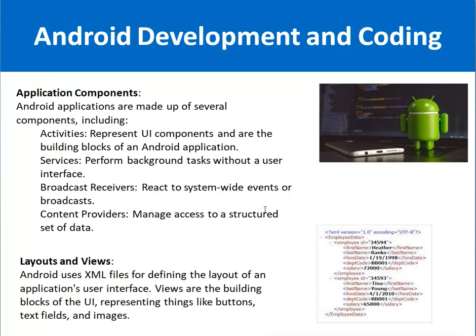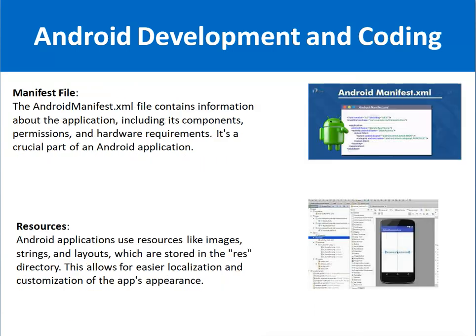Android basically uses the XML language. XML means Extensible Markup Language. If you are a developer, you have definitely heard about the XML language. It looks like this, and XML is used for defining the layout of the application user interface. Views are the building blocks for the UI, representing things like buttons, text fields, and images. So for building the layouts, we basically use XML in the Android application.